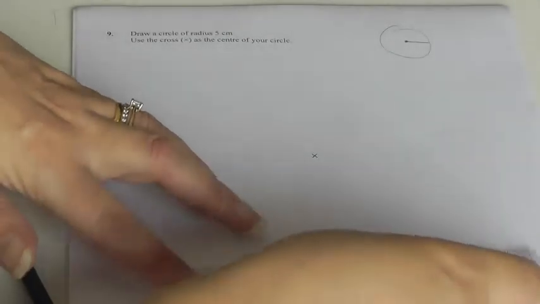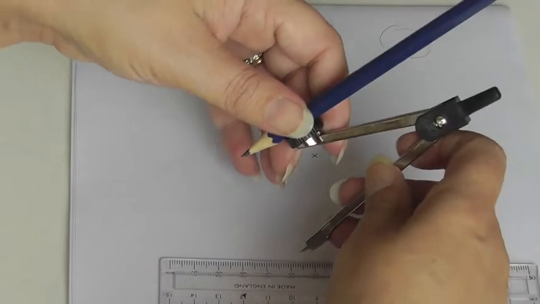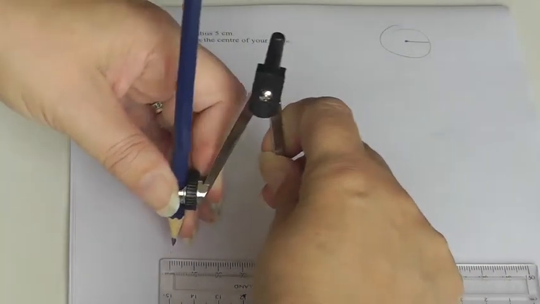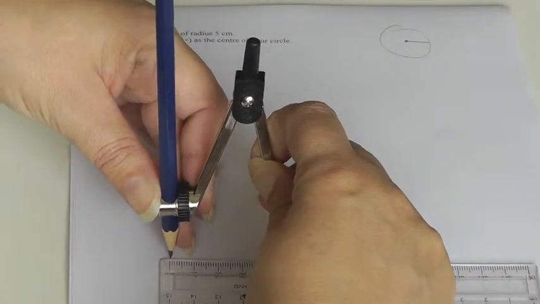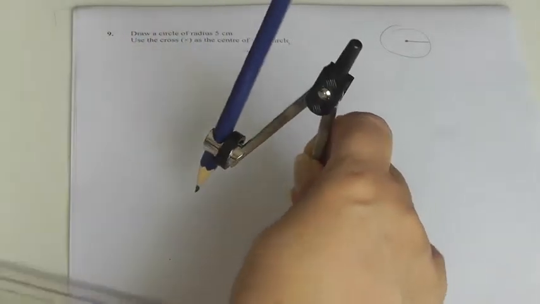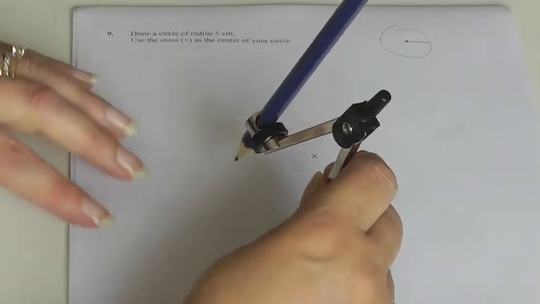This is asking me to draw a circle with a radius of 5 centimetres. Remember that the radius goes from the centre to the outside of the circle, so it's just that part. And to do that, I need a ruler and then to open my compass to 5 centimetres. This can be tricky, so if you do struggle with it, it's something you'll need to practice at home.